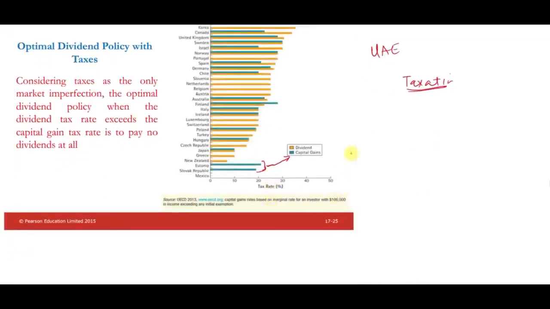So consider taxes as the only market imperfection. The optimal dividend policy when the tax rate exceeds the capital gain rate is to pay no dividends at all. This is the situation when the income tax is higher. So the optimal policy would be that the investor would require the company not to pay dividends at all because they are paying higher tax on dividends. So this is just an elaboration of this graph.